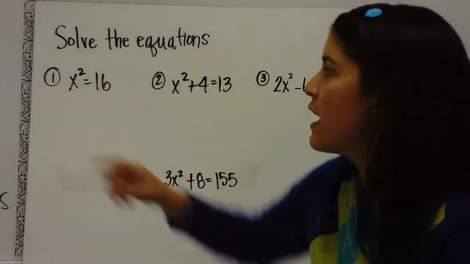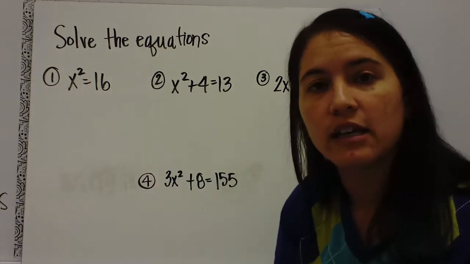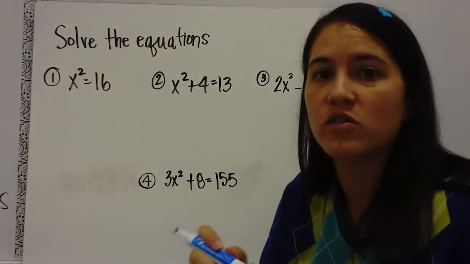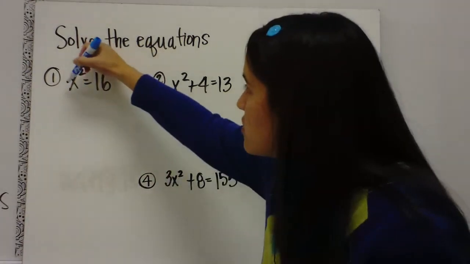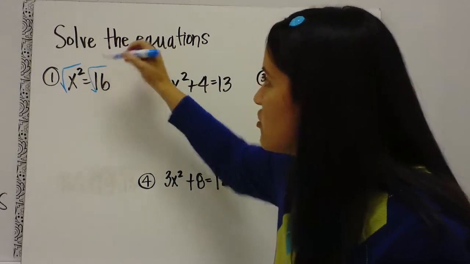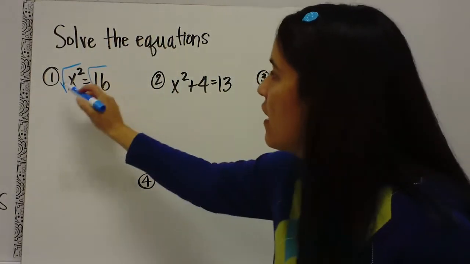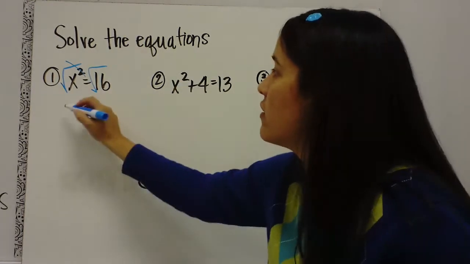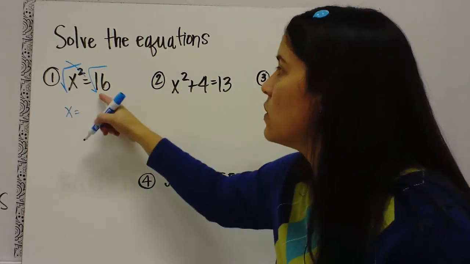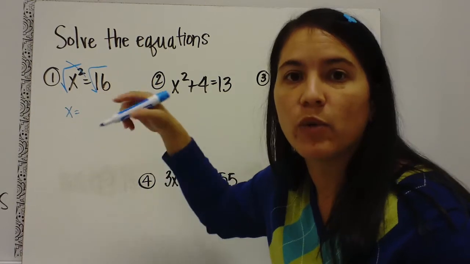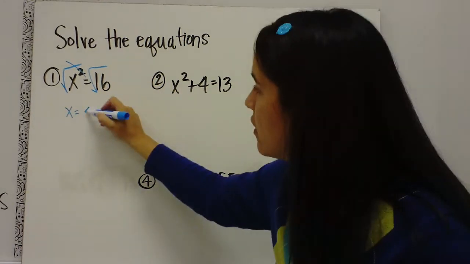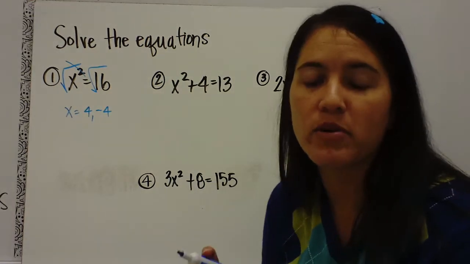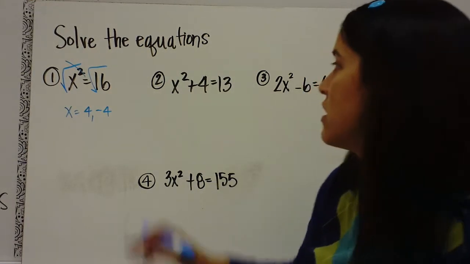All right, example 1. x squared equals 16. Since I have a square, I need to undo it with a square root. So I'm going to take the square root of both sides, just like that. These cancel, so see how I drew that line? Those are going to undo each other. So I'm left with x equals the square root of 16. Well, we know the square root of 16 is 4, but it's also negative 4, because remember, the square root of everything has two answers.